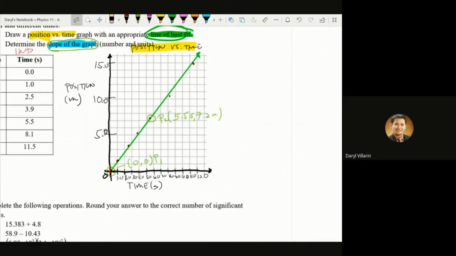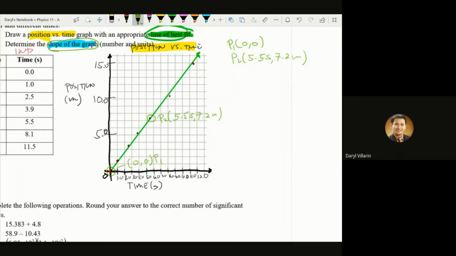Okay. So again, in determining the slope, I need to have 2 points. The first point is 0, 0, as indicated in my drawing there. My second point is from the actual data point. Although I can also use other data points, okay? But just remember that it should be coming from a point that hits your green line here, the line of best fit.